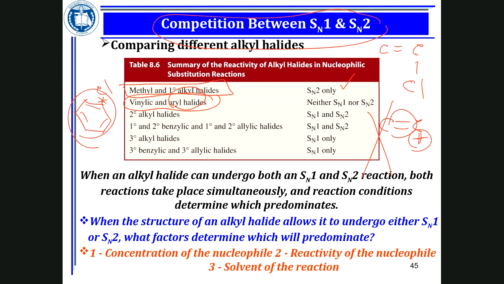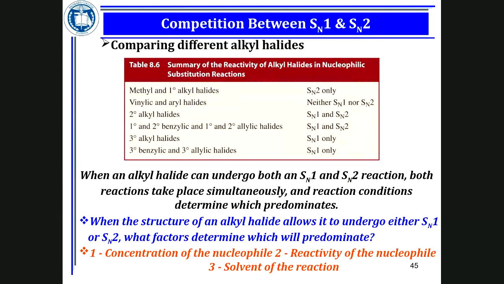So if we have alkyl, it is going to be Sn2 only. If we have tertiary halide, it would be Sn1 only. Benzylic and allylic are going to be Sn1 only, because benzylic and allylic carbocations are very stable. So if you have an allylic carbocation, this carbocation is allylic and is very stable.